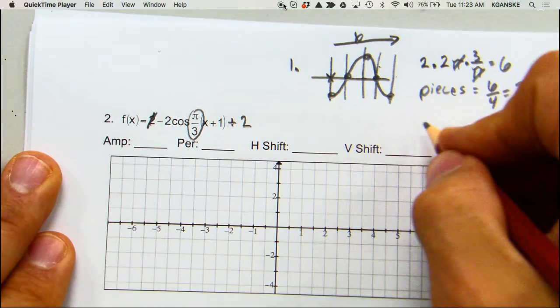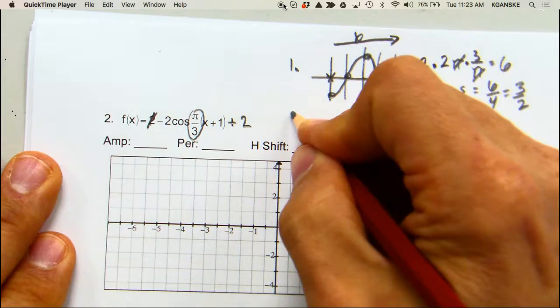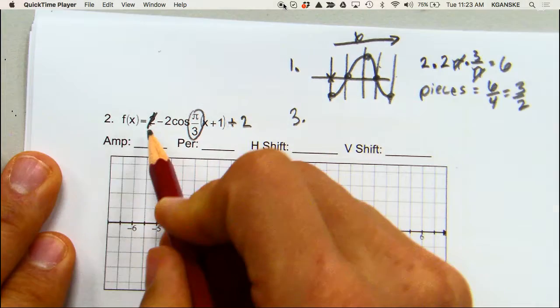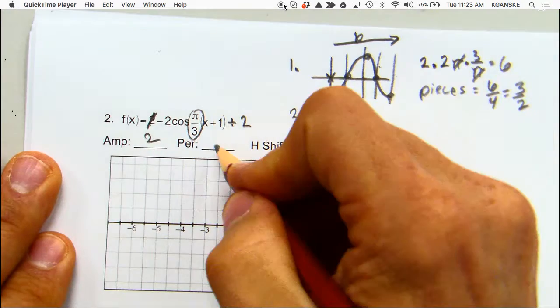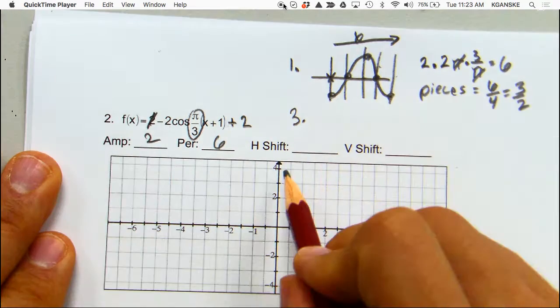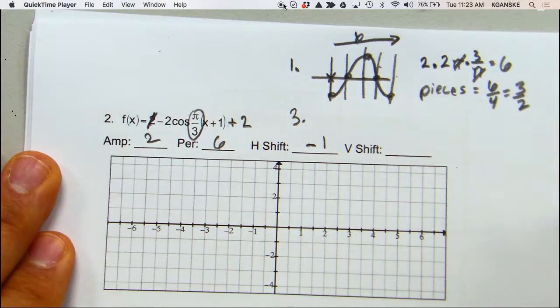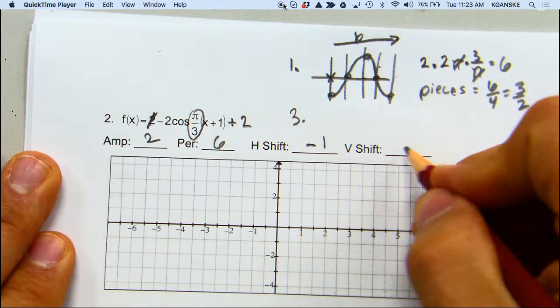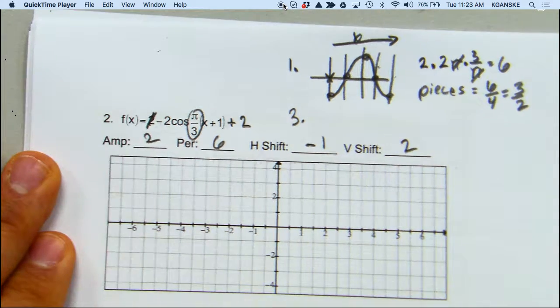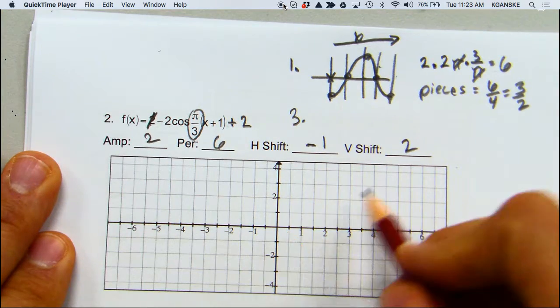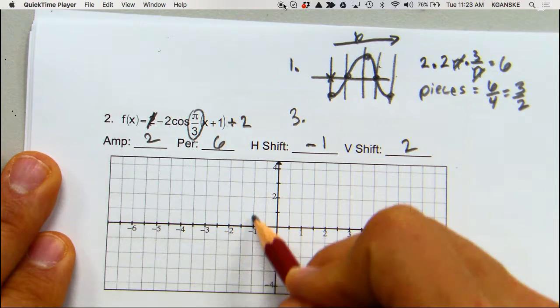The amplitude, 3. Okay, it's obvious it's just going to be 2. So I've got my period of 6. And now we just have to do the shifts, right? I'm going to move -1, or 1 left, and 2 up for my graph. So let's do that. So -1, 2 up puts me here.